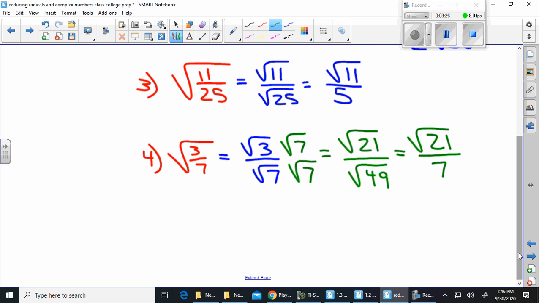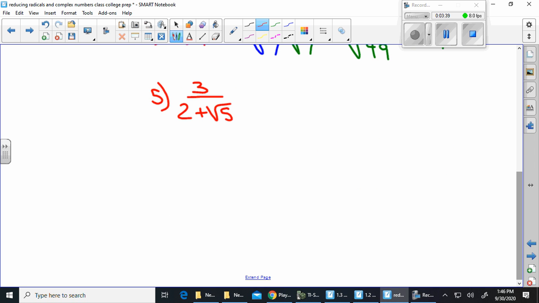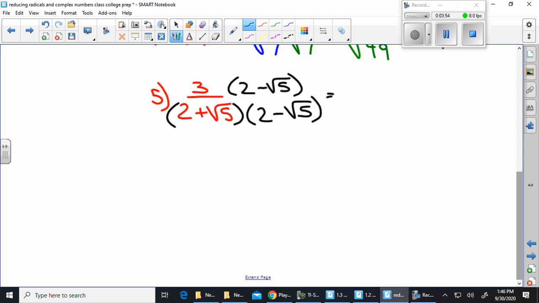If I gave you, just because I could, one where you had like 3 over 2 plus radical 5, so if I give you something where you have 2 terms, you have to use the conjugate. So the conjugate of 2 plus radical 5 is 2 minus radical 5.